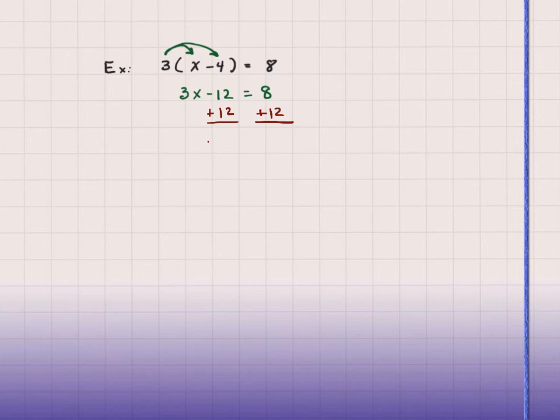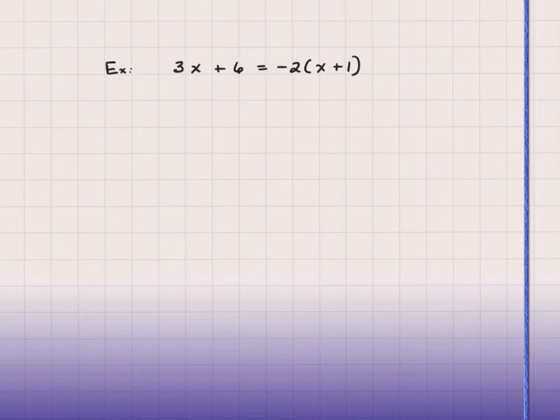On the left-hand side, that leaves me with just a 3x. These have canceled each other out. 8 plus 12 is 20. And now I'm ready to do a division. X equals 20 over 3. And I'm done.